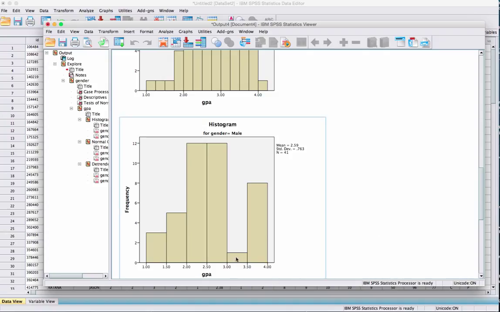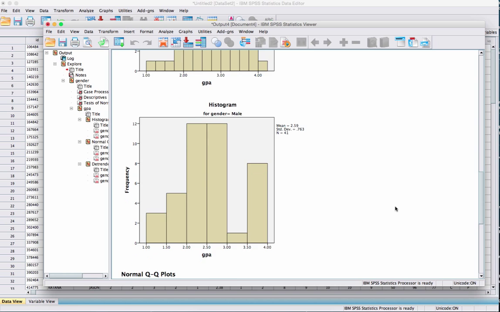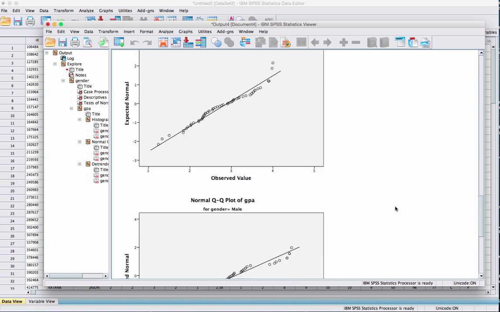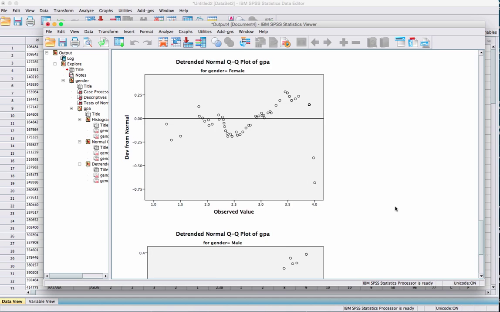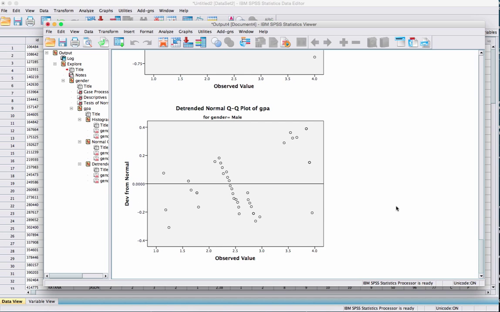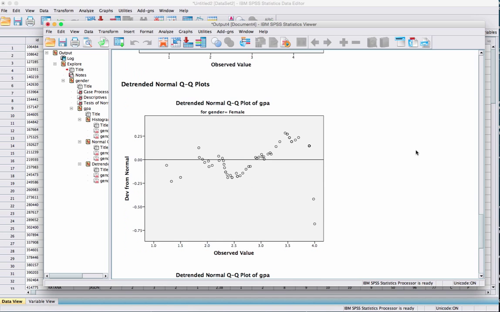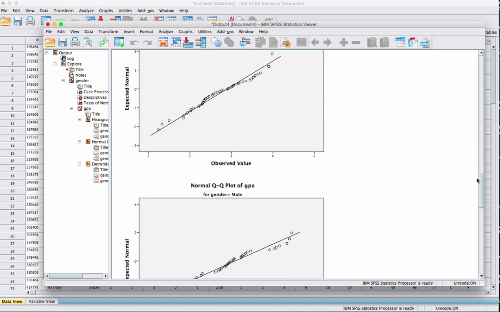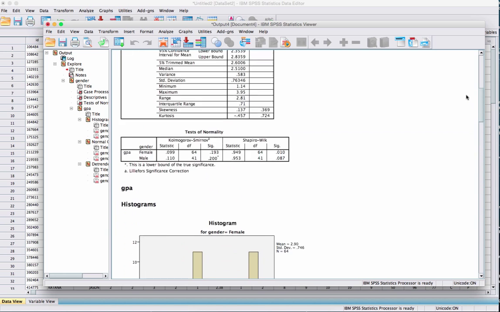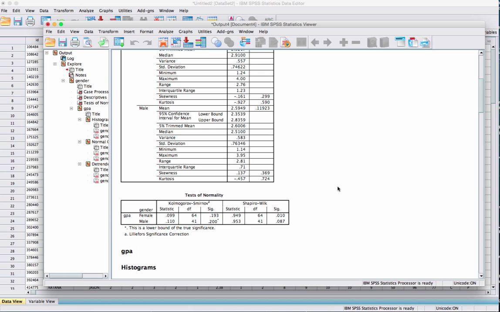We have a little dip here, but for the most part I could put a normal curve over that. And so this distribution is not skewed. I'm going to ignore these normal probability plots. We don't need to worry about those. So from exploring our data, we can see that the female distribution is significantly skewed.